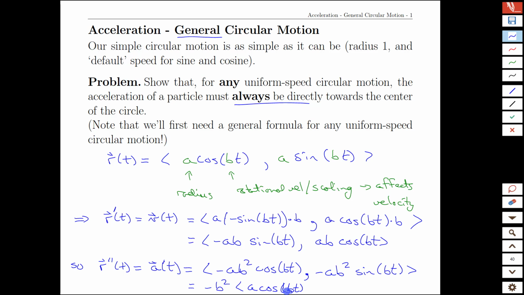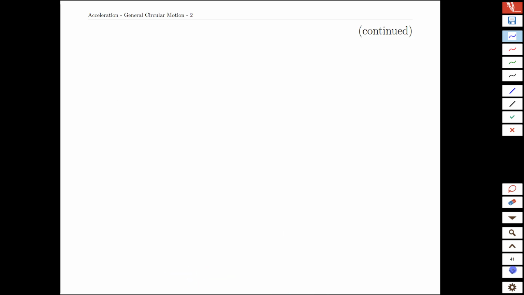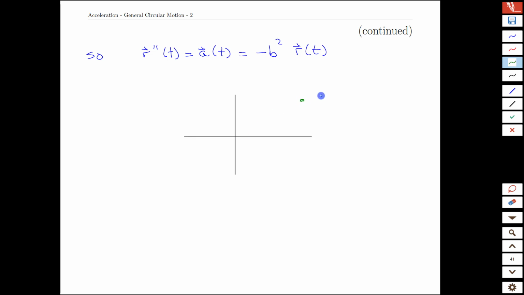And we can do that for both the x and y terms. We have a negative and a b squared we can bring out front. And what that leaves is a sine bt. Now what we have is exactly our position vector with a multiplier out front. So our acceleration, second derivative, is simply equal to negative b squared times our position. Whatever position we're at, let's call that r of t.